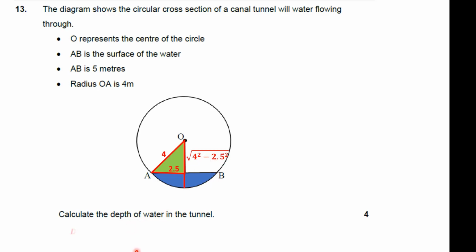To get the depth of water will be 4 take away the answer to this little bit there, which is a square root thing. Do that with a calculator and you'll get the answer, 0.9 meters to 1 decimal place. And that's the end of the paper.